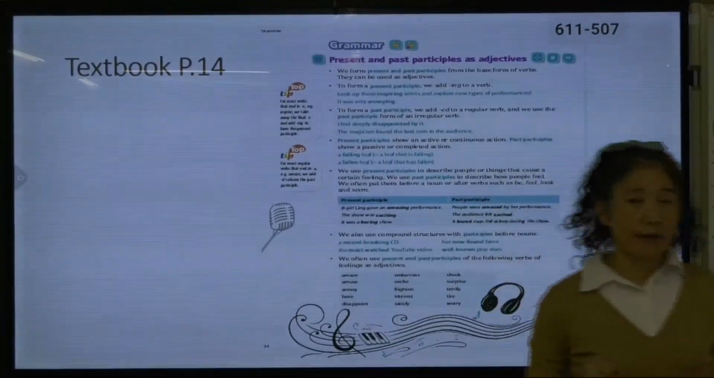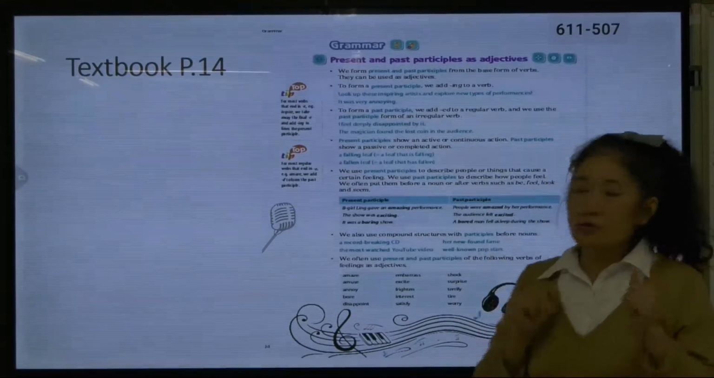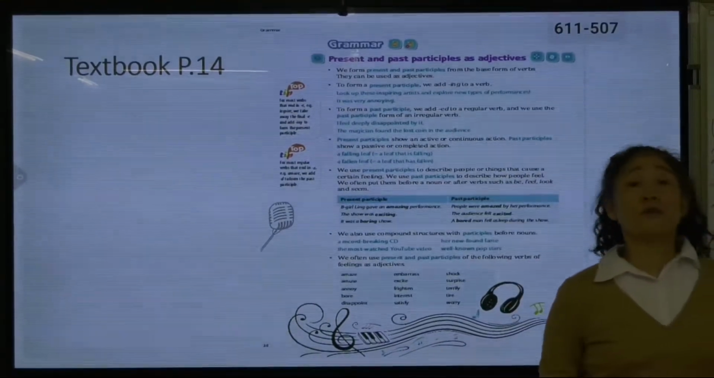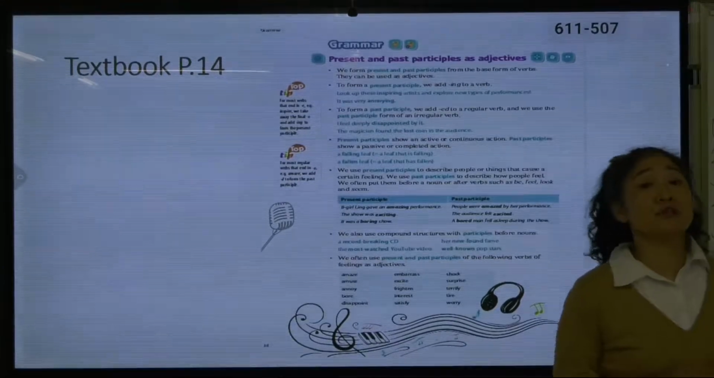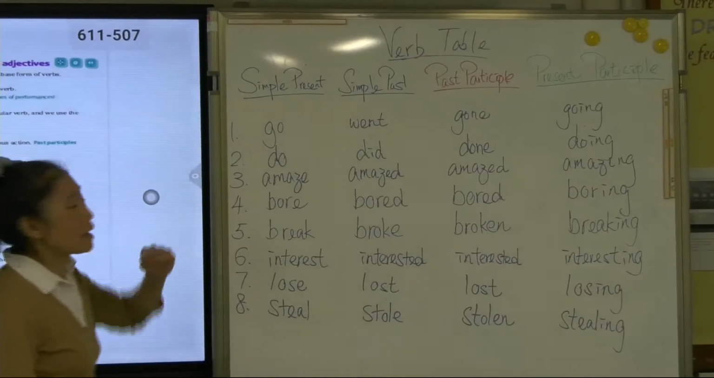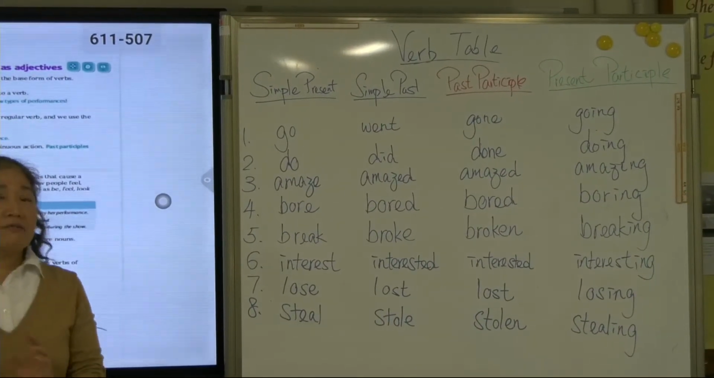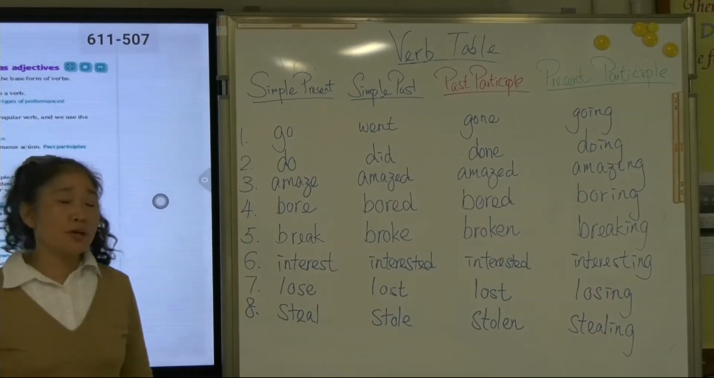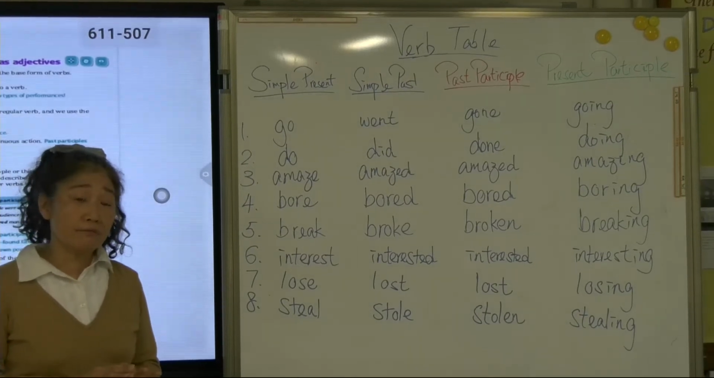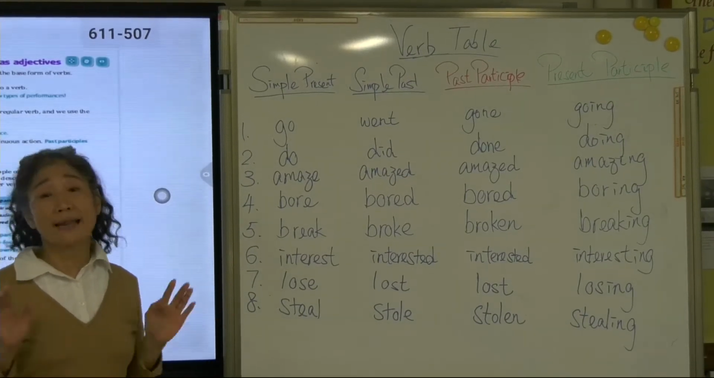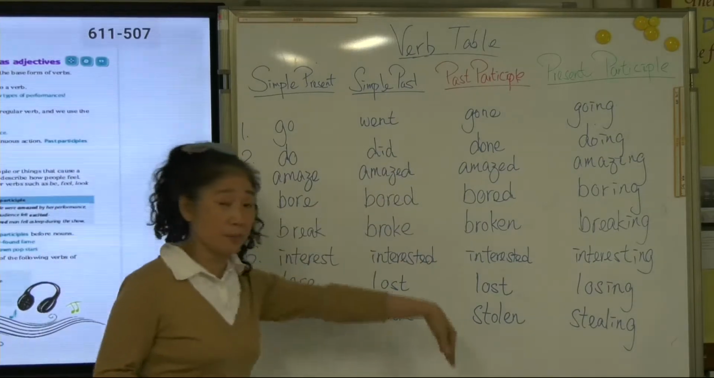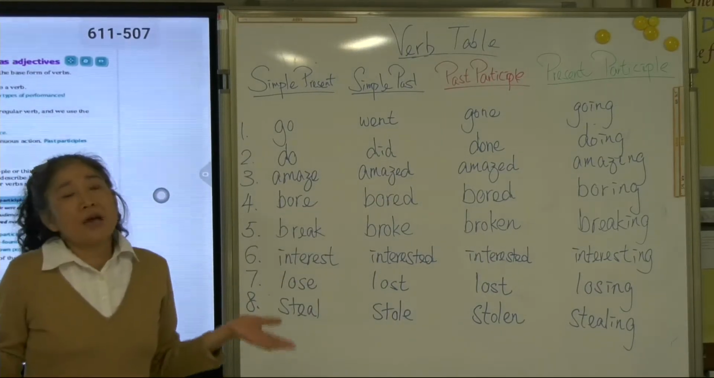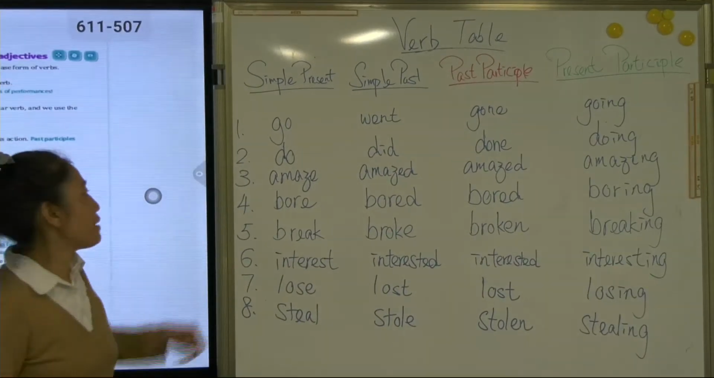Before I start teaching, Mr. Leung already taught you how to change verbs into different tenses. Now let's look at this verb table. Mr. Leung did mention irregular. In this table, it shows you regular and irregular. Regular means very simple, just add ed in the past tense and past participle. Irregular, that is, you don't have any pattern. Now let's have a revision first.